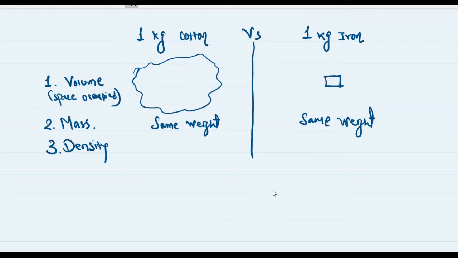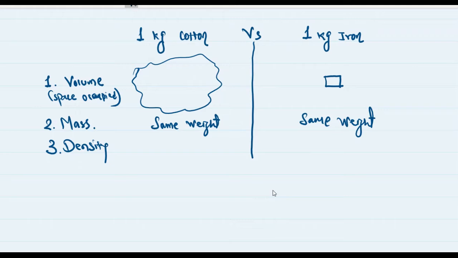What I'm trying to do is not read the chapter for you, but clear your concepts. If you are able to answer all these questions, that means you understand density very well, right? So the next question is in front of you. Which has more density? Compare the density of 1 kg of cotton and 1 kg of iron.